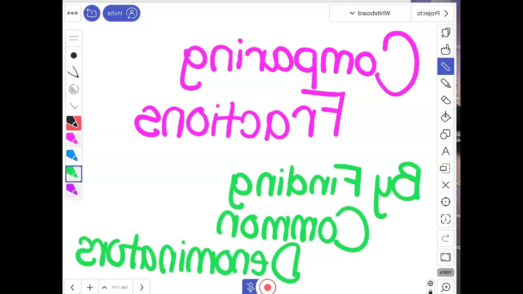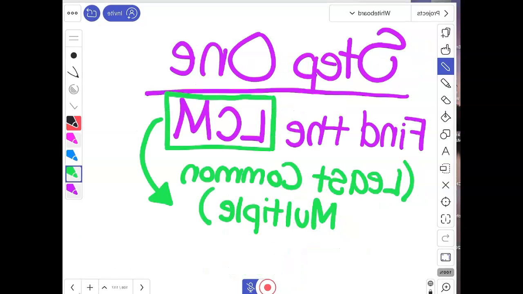So in this first video, we're going to start our trek of learning how to find common denominators by the first step of that, which is finding the LCM, which is the least common multiple. So there are words in there that you know. You know what the word least means. It means the less, the lowest. You know what common means: when they're the same.